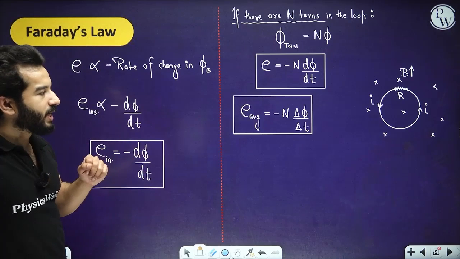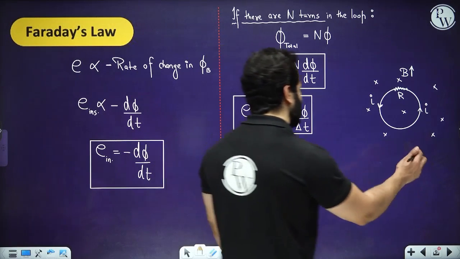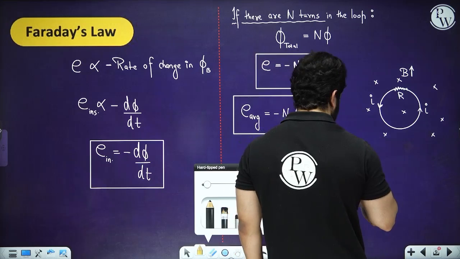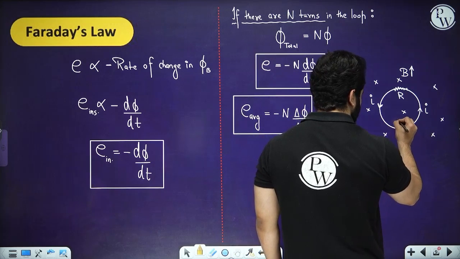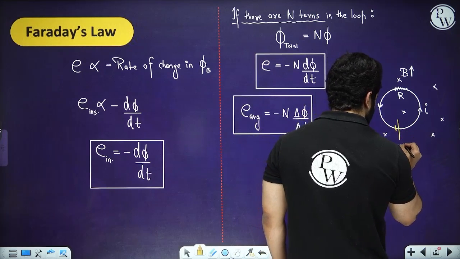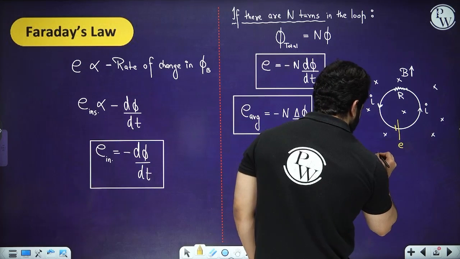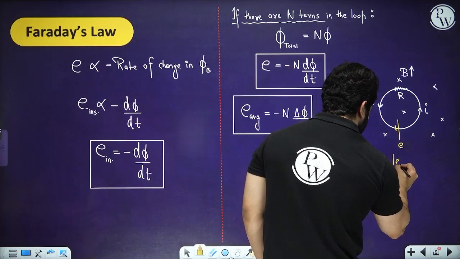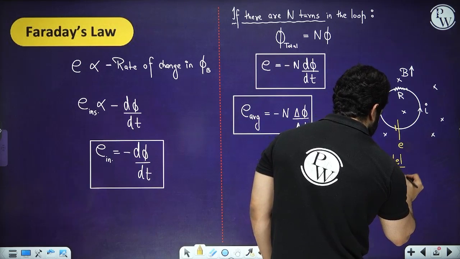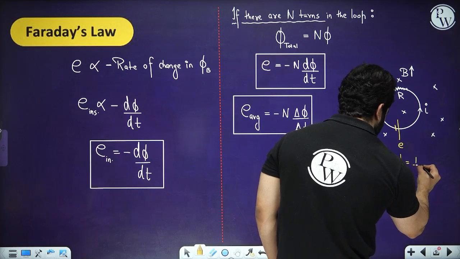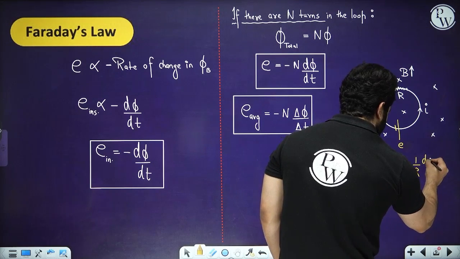But if I want to write down the current, I'll assume there is a fictitious battery. Well, there is no battery, but I'll assume there is a fictitious battery, something like this, which has EMF E, and this current will be written as the magnitude of E divided by resistance. So that means we can rewrite this as 1 upon R d phi by dt.